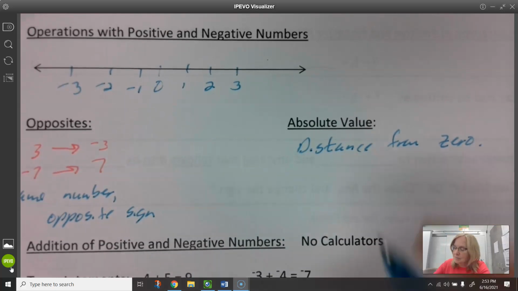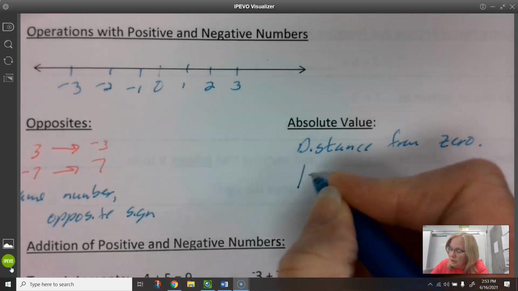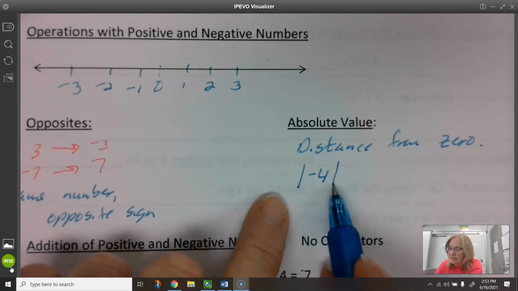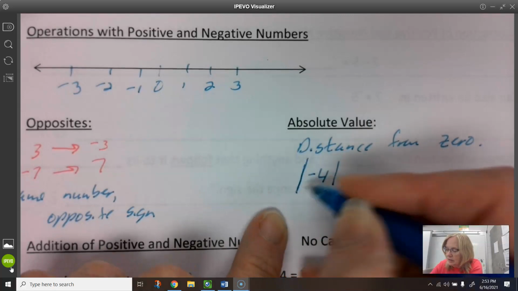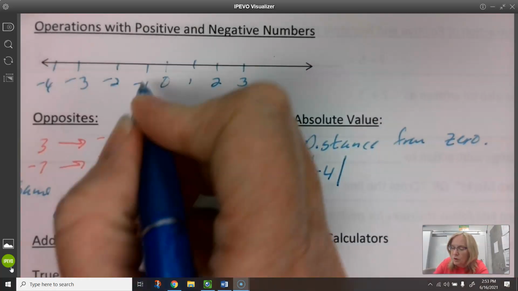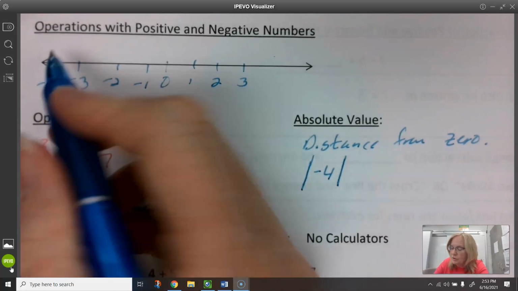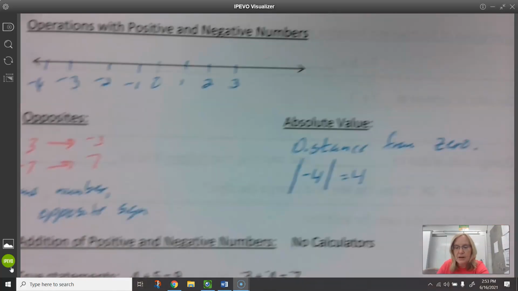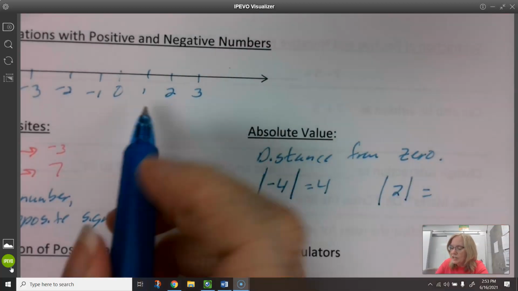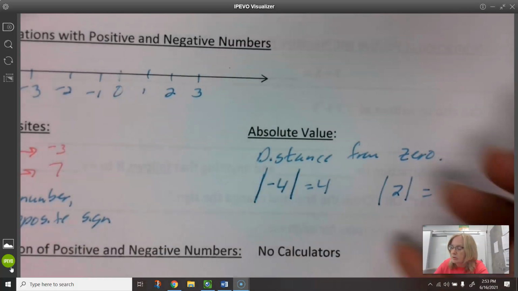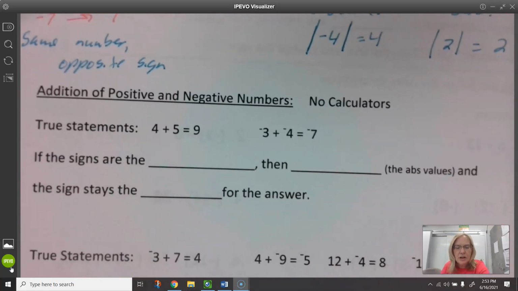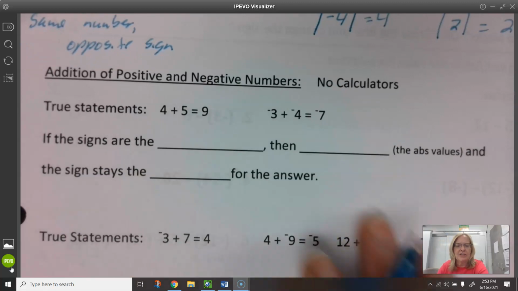It's just a distance. So if I talk about the absolute value of negative 4, so the absolute value, this is written with those two long lines, of negative 4. Well, what is the distance from 0 to negative 4? Well, it's 1, 2, 3, 4. Okay? What is the absolute value then of 2? Well, what's the distance from 0 to 2? It's just 2. So that's what I mean by absolute value. We're going to use that information when we're talking about some stuff here.